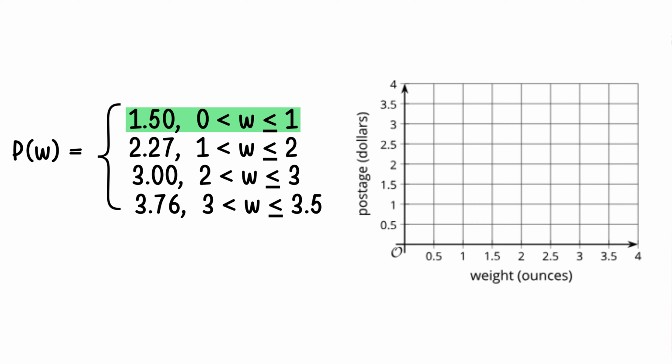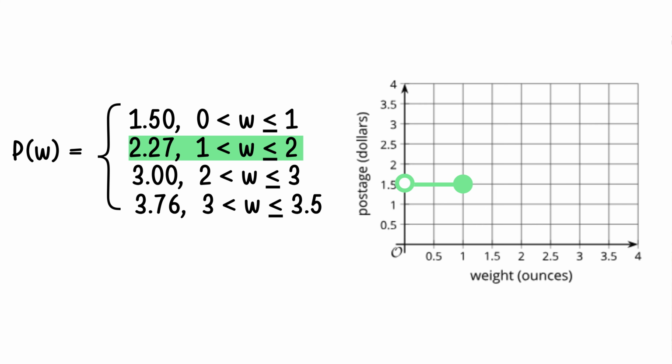Let's start with our first rule that says the value will be $1.50 for weights between 0 and 1. So we'll look at this section on the x-axis between 0 and 1, and we'll draw a straight line across representing $1.50 for all of those values. We can see the first inequality symbol doesn't have an equal sign, so we'll represent this with an open dot. This symbol does have an equal sign, so this value is included. So we'll put a closed dot for this one.